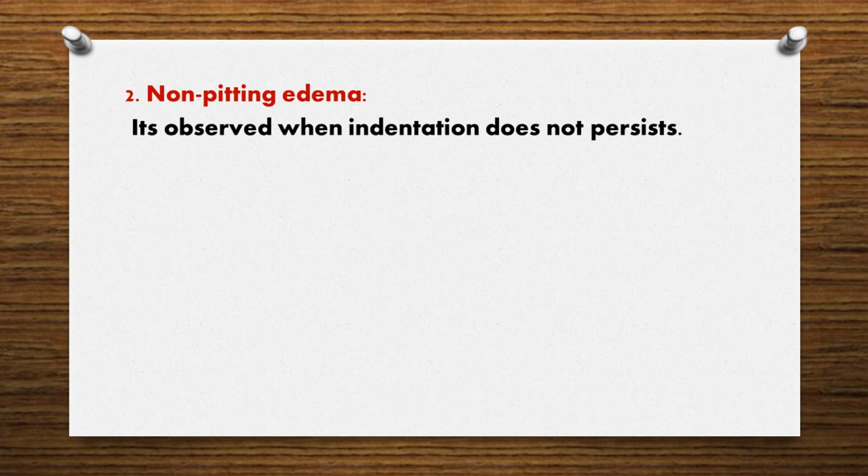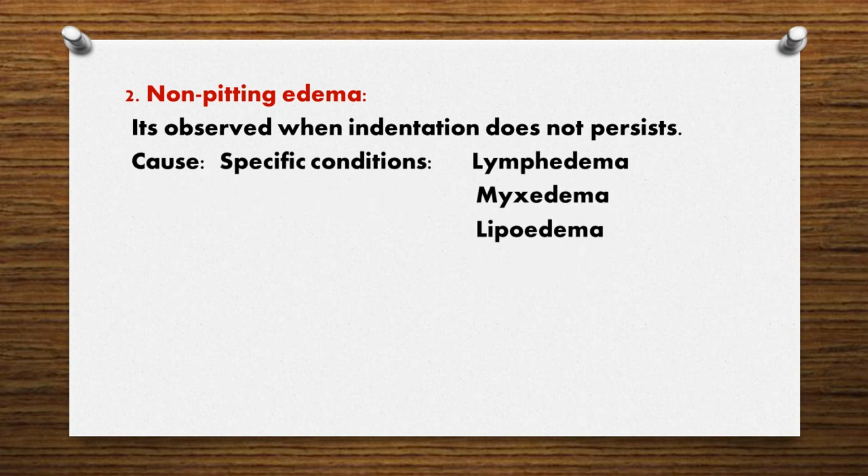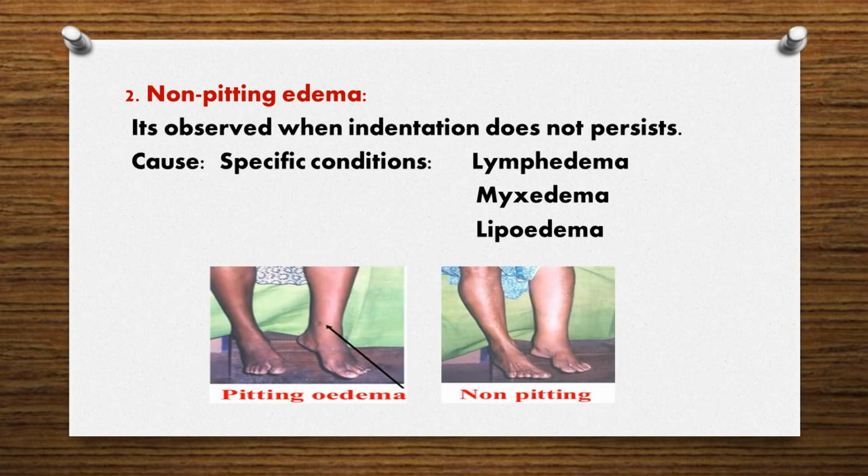That is, when pressure is applied, after the removal of pressure there is no pit or indentation present. Some of the specific conditions which lead to non-pitting edema are lymphedema, which we have already discussed, and the next one is mixed edema, which is mainly due to hypothyroidism, and lipoedema. Lipoedema occurs mainly during pregnancy or hormonal changes. In this diagram, the first is pitting edema, where we can see a pit or indentation. But in non-pitting edema, there is no pit or indentation present.